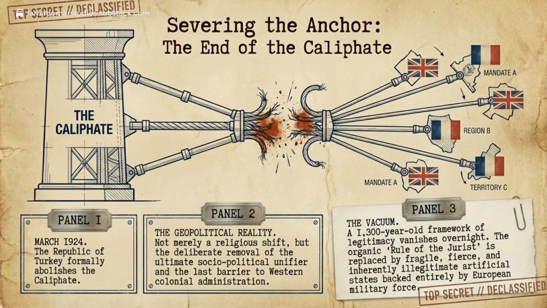The formal abolition of the Caliphate in March 1924 removed a 1,300-year-old framework of legitimacy. This socio-political unifier was replaced by fragile, artificial states backed entirely by European military force.